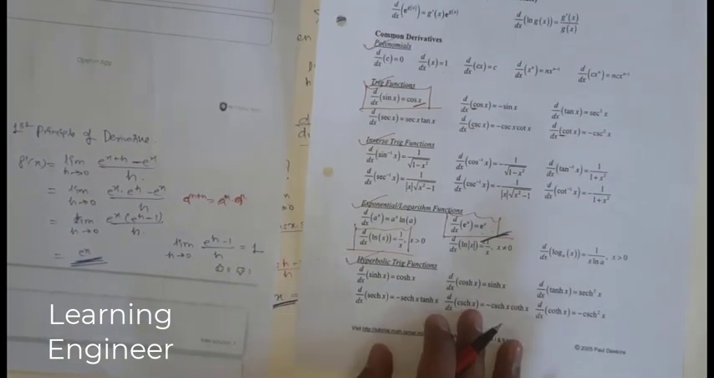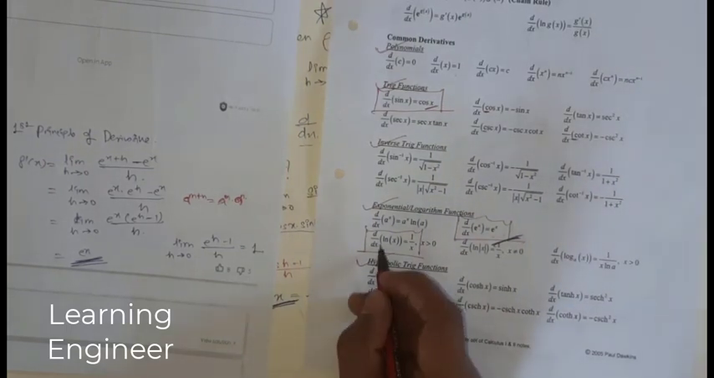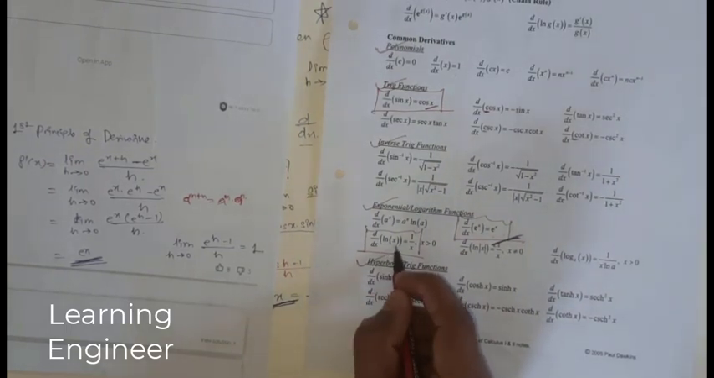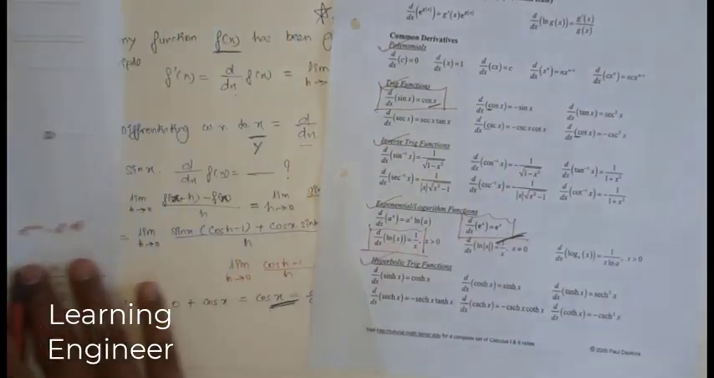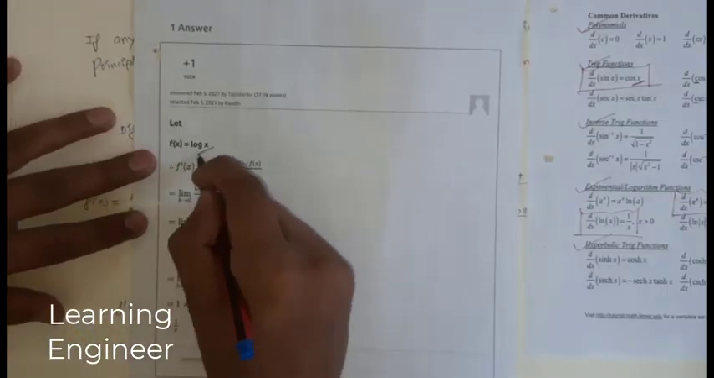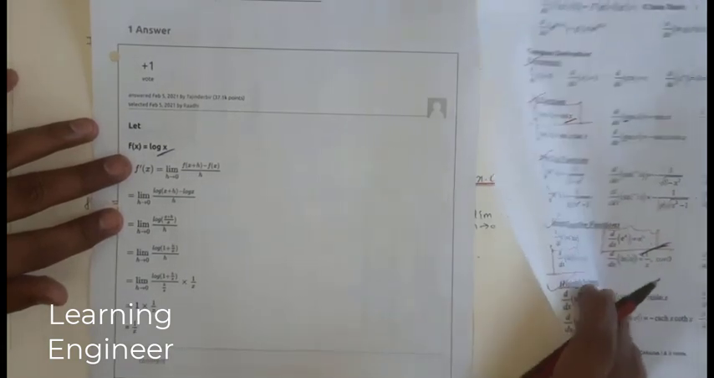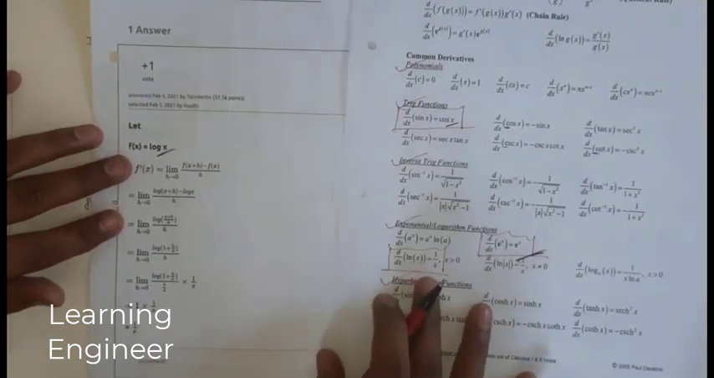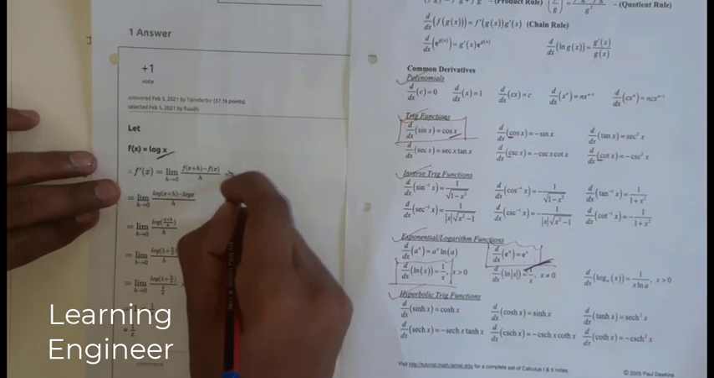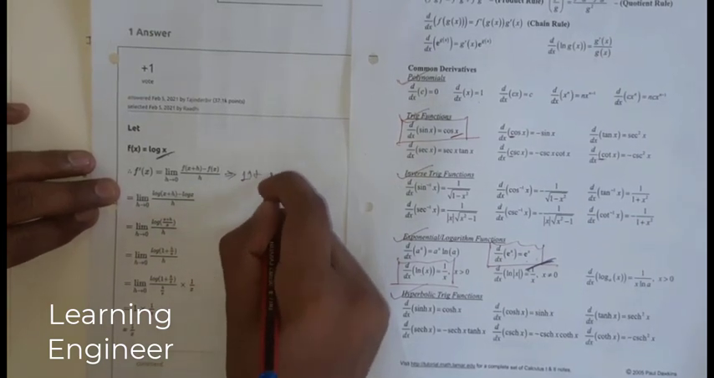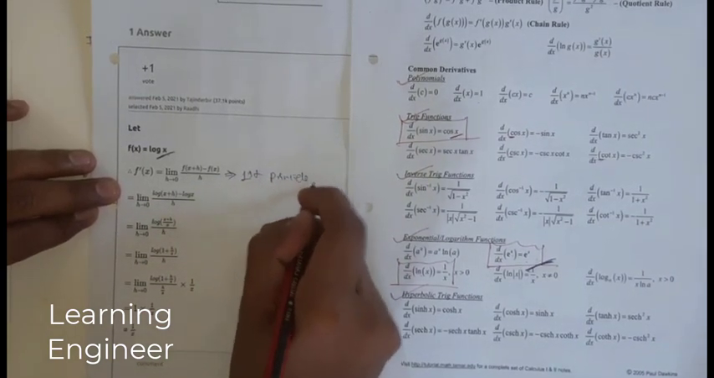Now let us prove one more thing, that the derivative of log x or ln x is 1 by x. Let us prove that also. So the given function is f of x equal to log x. This is the given function. Now this is the first principle of derivative.